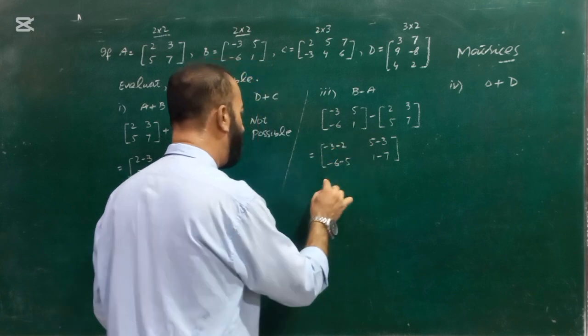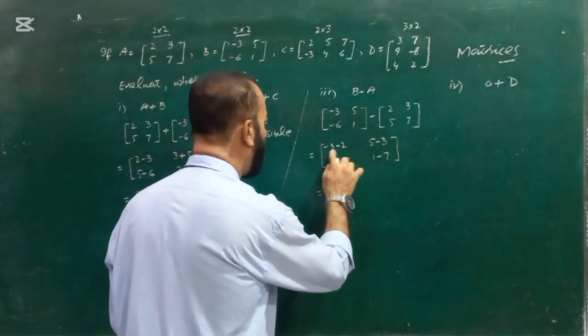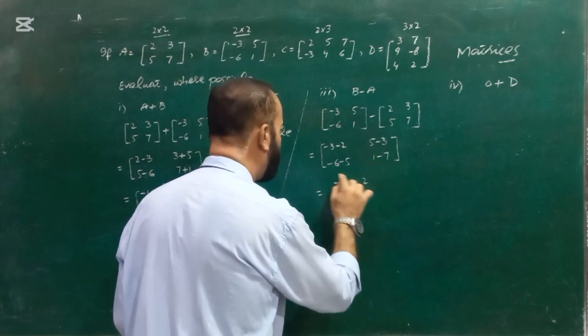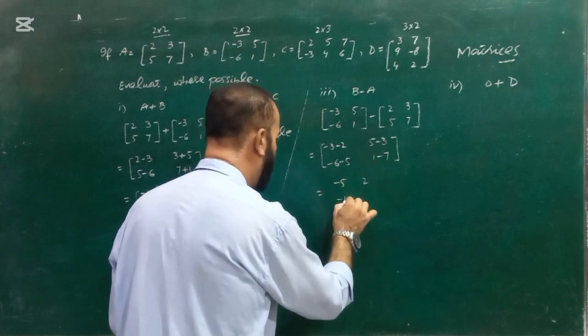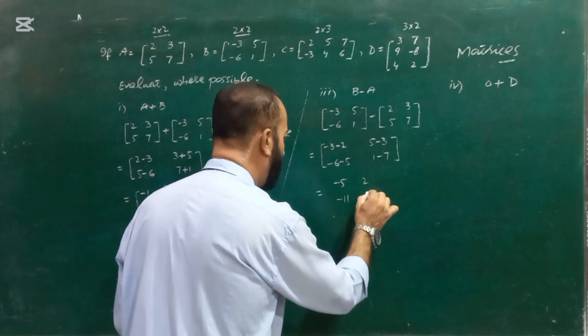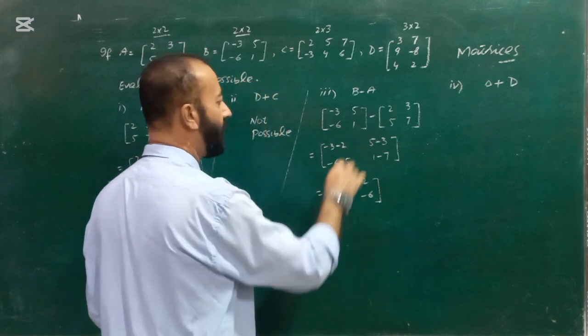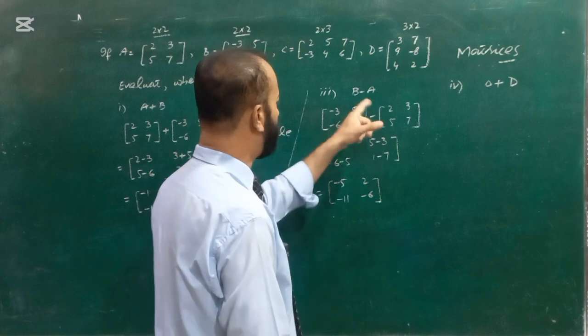And now we will solve the values. Minus 3 minus 2 will be minus 5. 5 minus 3 will be 2. Minus 6 minus 5 will be minus 11. And 1 minus 7 will be minus 6. So this is the answer of this expression.